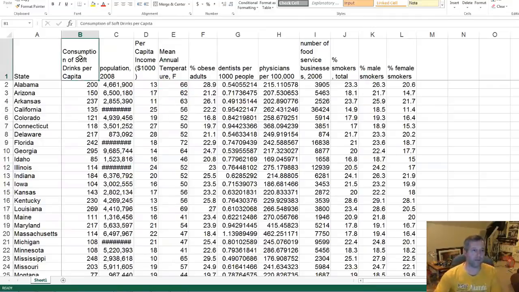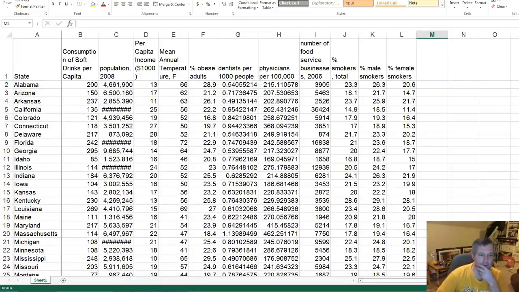So I have all these different states and consumption of soft drinks per capita. I don't know if these are cans or gallons, I have no idea. And you've got the population of the state in 2008 and per capita income in thousands. Then their mean temperature, the percentage of adults in the population who are obese, dentists per 1,000 people, physicians per 100,000 people, number of food service businesses, percent smokers total, and percent male and percent female smokers. So a lot of data here.